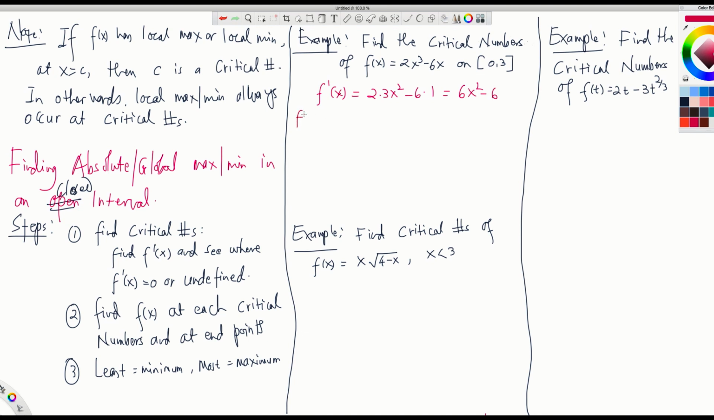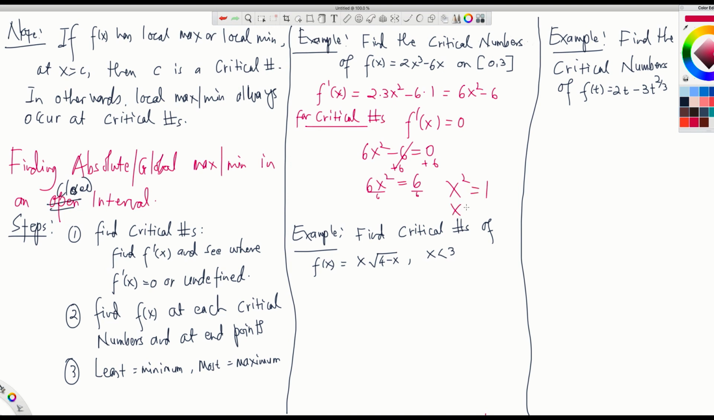For critical numbers, f prime of x must be either 0 or undefined. Since there is no x in the denominator, we don't have to worry about values of x that make the function undefined. So you set 6x squared minus 6 equals 0. Add 6 on both sides: 6x squared equals 6. Divide by 6 and you get x squared equals 1.